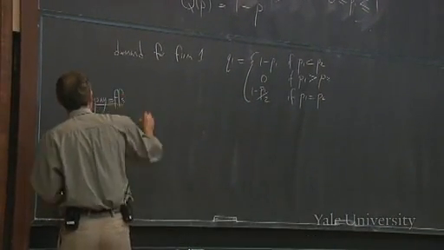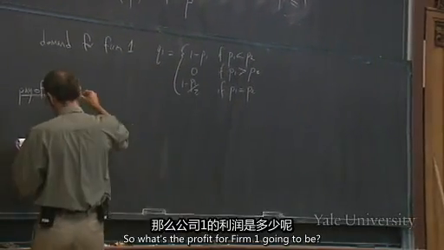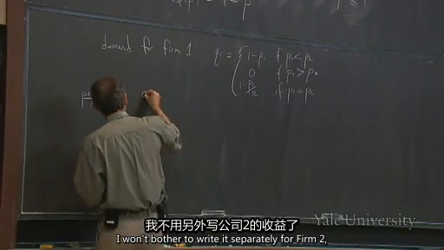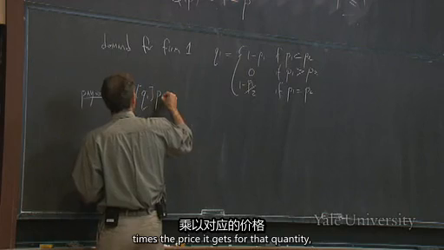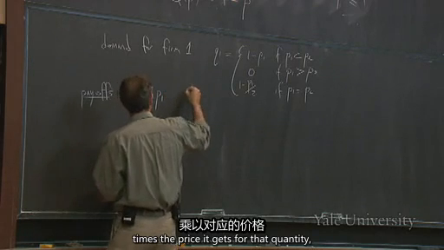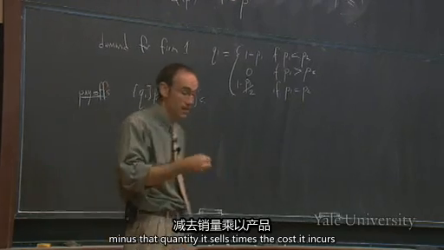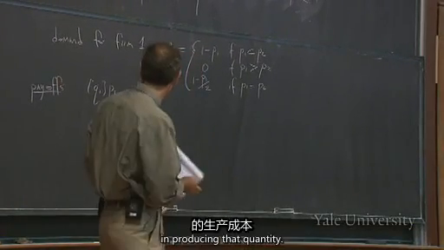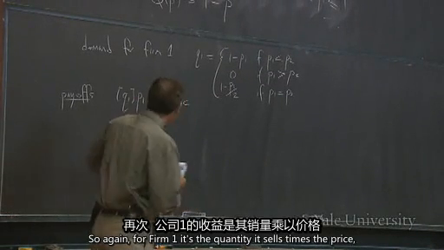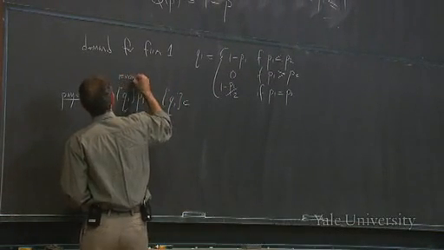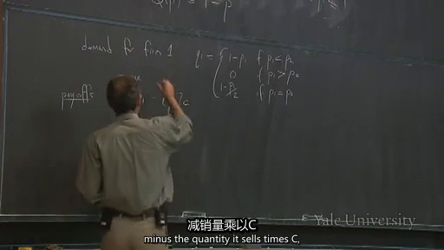And just as last time, the firms are going to try and maximize profits. So what's the profit for firm 1 going to be? I won't bother to write it separately for firm 2. It's going to be the quantity it sells times the price it gets for that quantity, minus the quantity it sells times the cost it incurs in producing that quantity. So again, for firm 1, it's the quantity it sells times the price, this is its revenue, minus the quantity it sells times C, the cost, this is its cost.